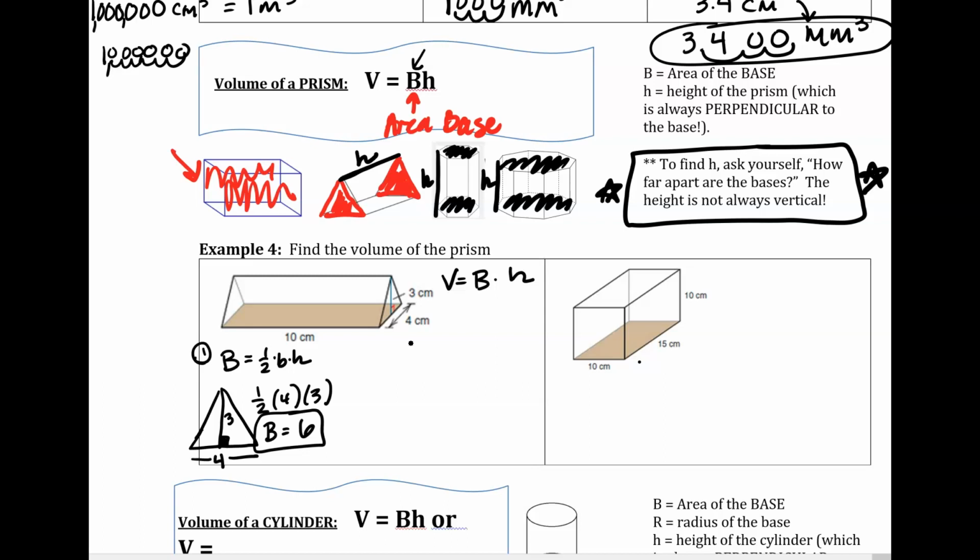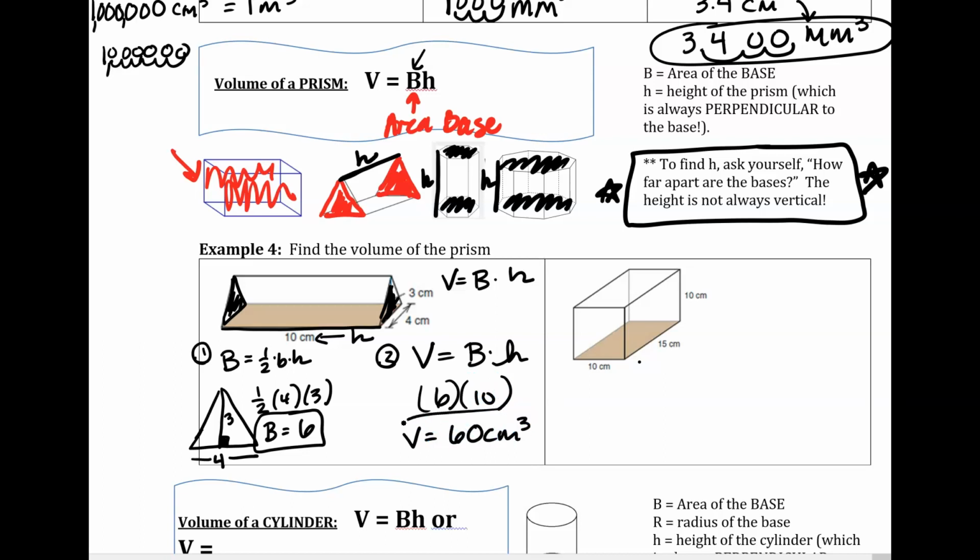The second piece is identifying the height. If the bases are these triangles here on the ends, then the height is going to be the distance. How far apart are those from each other? So the height is going to be 10. So the second part is I'm going to do the volume. So volume equals area of the base times the height. The area of the base is 6, the height is 10. I multiply those together and I get a volume of 60 cubic centimeters.